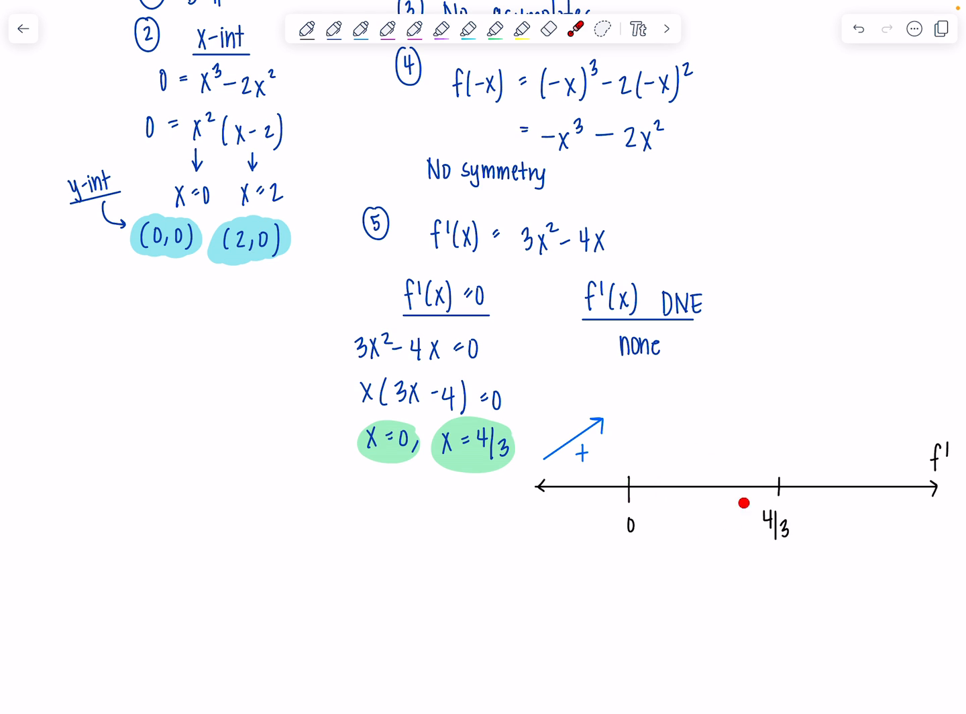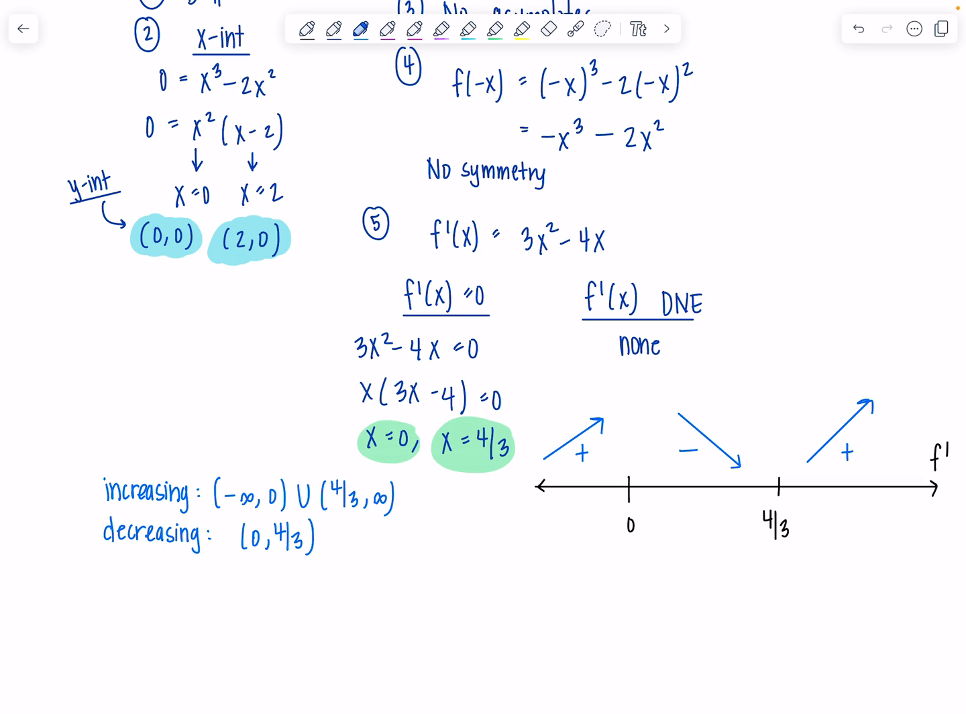If I substitute in something between 0 and 4/3, say 1, that would be 3 minus 4, so that's negative. So my function's decreasing. And something bigger than 4/3, the derivative's positive, so the function's increasing. So now we can answer this portion of the question. We can say our function is increasing on the interval from -infinity to 0, union 4/3 to infinity, and it's decreasing from 0 to 4/3.